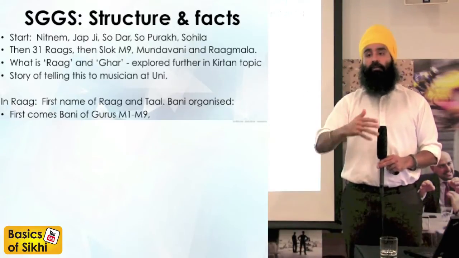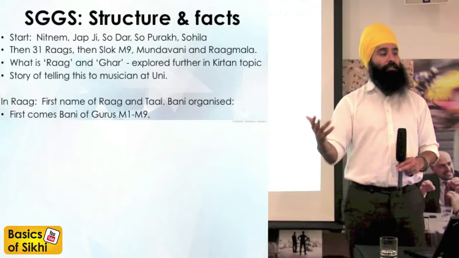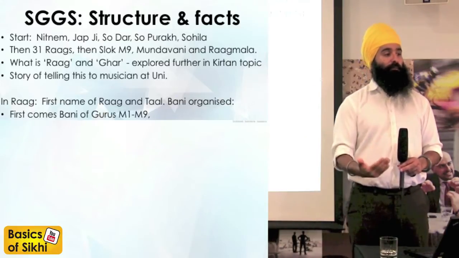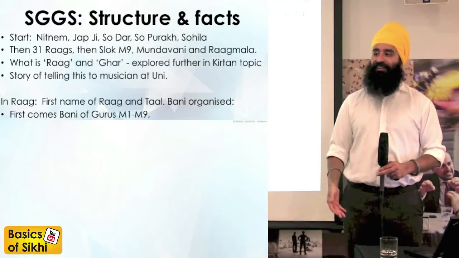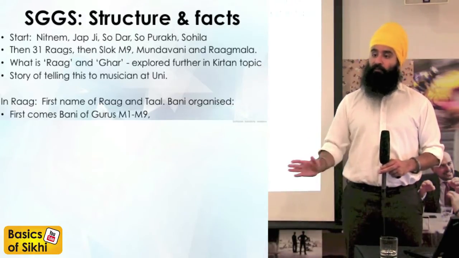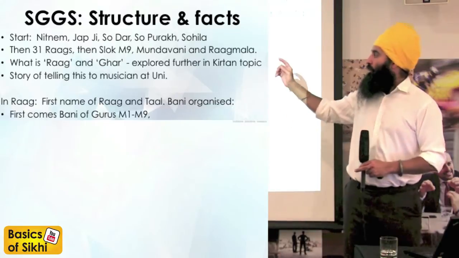In some places, they only wrote Bani themselves. So in Raag Jai Jaivanti, there's only the Bani of Guru Tegh Bahadur Ji, because nobody else wrote Bani in that Raag, because Guru Tegh Bahadur Ji made that Raag. It was made by them. But the rest of the time, what you get is this structure.